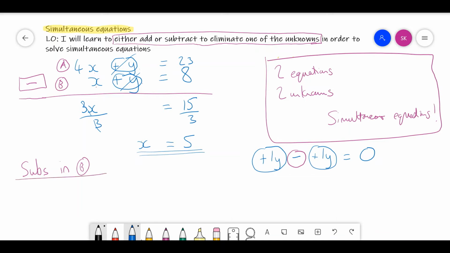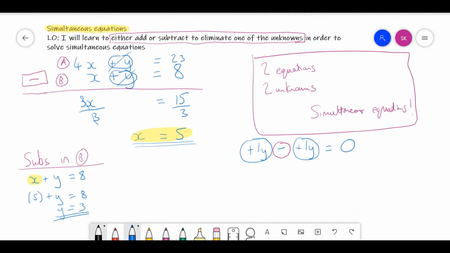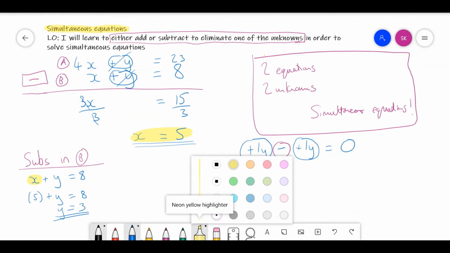So I write out my equation B, x plus y equals 8. But I'm now going to substitute the value of x that I've come up with in place of x. So substitution, replace with brackets. So we've got 5 plus y equals 8. And then I'm going to subtract 5 from both sides to get y equals 3. And oh look, I've got another solution. Now I have a solution for x, and I've got a solution for y.